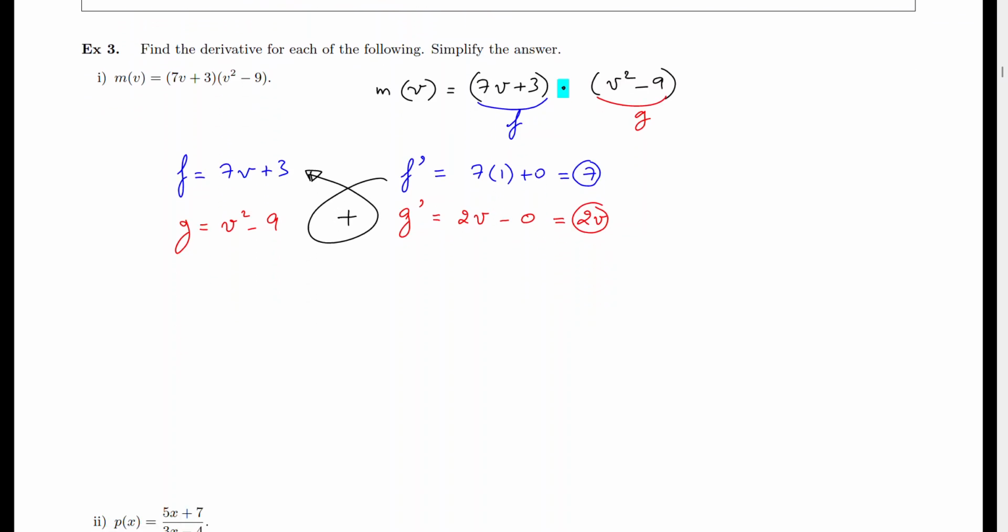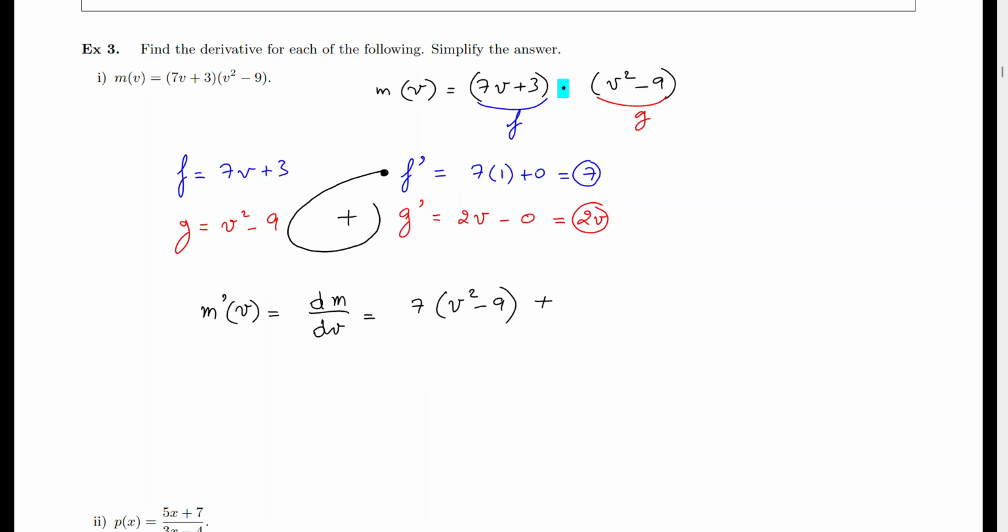So what would that look like? I'm looking for m prime of v. So I want the derivative of the function m with respect to v. The rule basically tells me to multiply these first two corners first. So I multiply the 7 with the v squared minus 9. Then the rule tells me to put a plus sign. That's why I wrote the little plus inside my little arrow. Notice I put an actual direction on my arrow. So I start here and I go around and I end with f. And along the way, I'm supposed to add. That's where the addition comes from. That's this plus sign here. I put it in the middle.